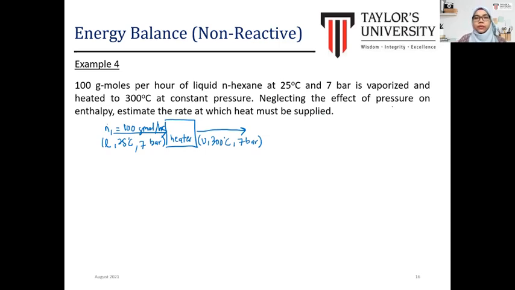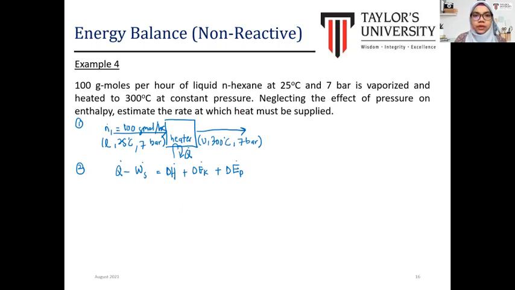Neglect the effect of pressure on the enthalpy, estimate the rate at which heat is transferred. So we need to determine the rate of heat. This is our first step. The second step is to perform the balance. The general balance is Q minus shaft work equal to delta enthalpy plus delta kinetic energy plus delta potential energy.